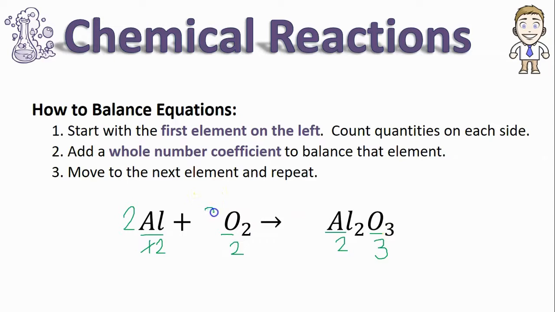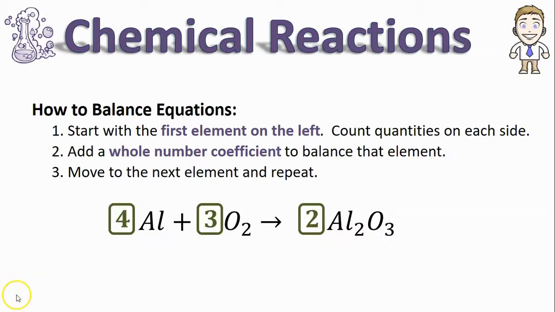To fix that, we're going to multiply those up to 6 by putting a 3 in front of O2, so 3 times 2 gives me 6 oxygens. And if I put a 2 here, 2 times 3 gives me the same number, 6 oxygens on the right. This 2 though, remember, also doubles the aluminum from 2 up to 4, so the original coefficient of 2 I put in front of the Al in the reactants doesn't apply. I have to change that to a 4 so everything stays balanced. The final coefficient list is 4, 3, 2.